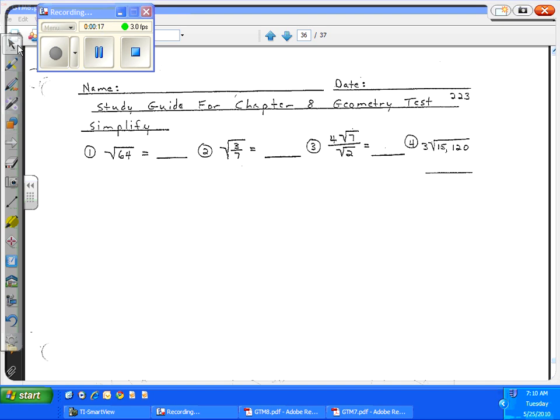Square root of 64. Square root means what times itself equals? What times itself equals 64? The answer is 8.